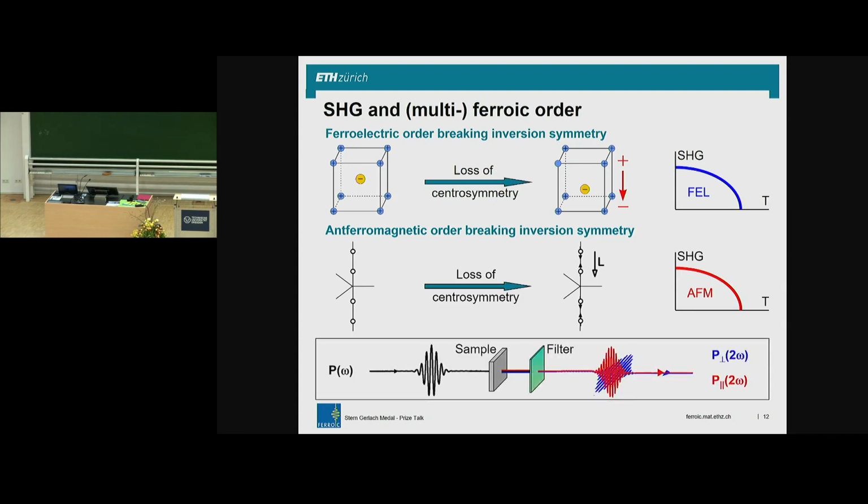And that's then the typical experiment. You send in light at some frequency omega. It's doubled in the sample, you analyze the polarization, and because symmetry is broken in different ways here, you would have different polarization components of your frequency doubled light coupling to the magnetic or electric order, so you can study them nicely at the same time, and therefore also their coupling.